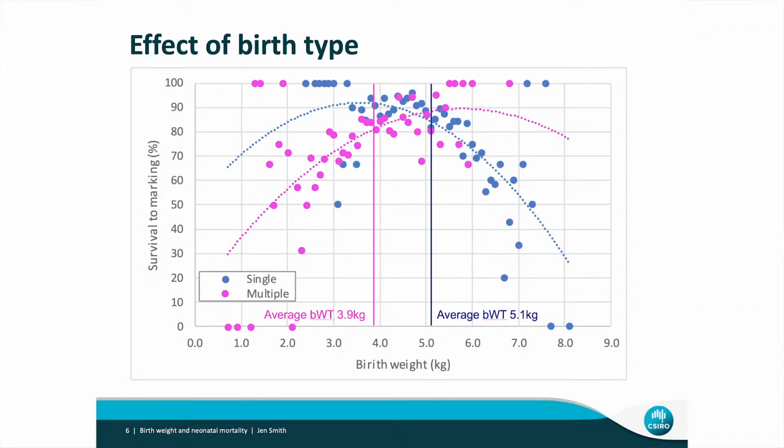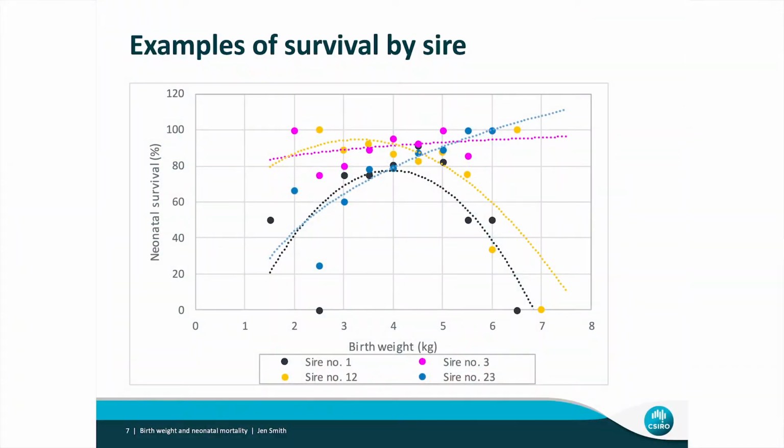If we then add in the twins to that, we see that there's a fair few that are around the average birth weight. The average birth weight of the twins is lighter than the lambs overall, and survival tends to drop off fairly quickly once they move further and further away to the left of the mean birth weight.